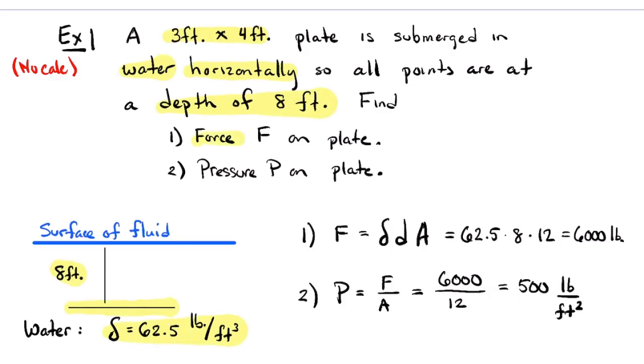So what do I want to do? I want to calculate the force on the plate. I want to calculate the pressure on the plate. So this isn't a calculus problem because the depth is constant. So we wrote above that force is weight density times depth times area. So you take 62.5 pounds per cubic foot times 8 feet of depth times 12 square feet of area. You can verify that's 6,000 pounds. I hope I did my arithmetic correctly. So 6,000 pounds of force on that object.